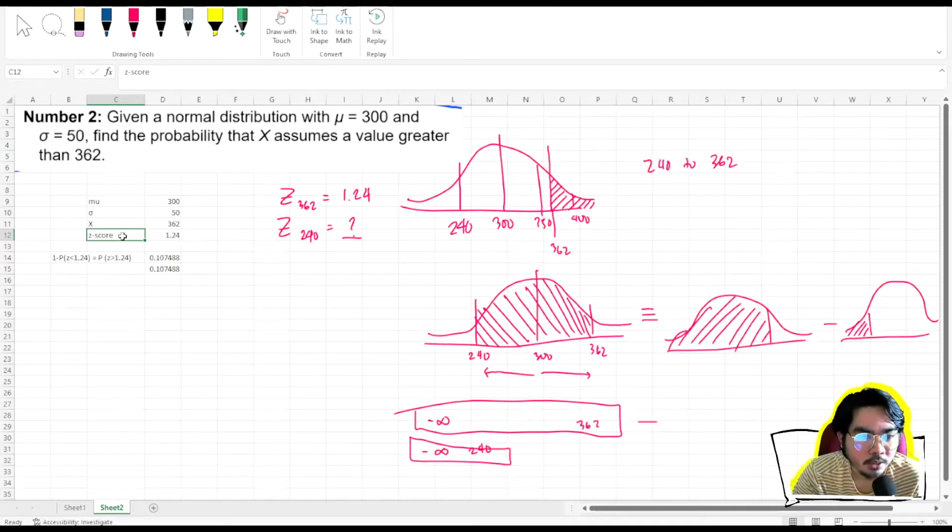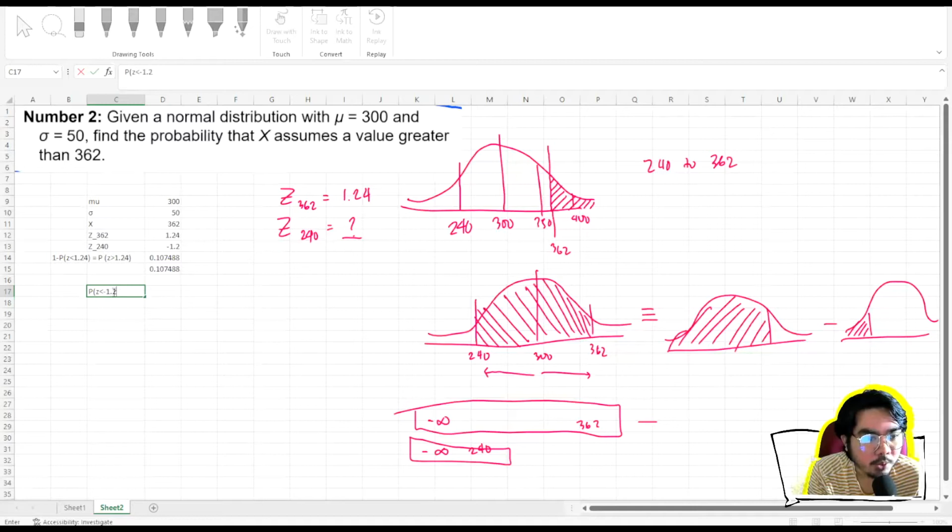Okay? So pwede natin isulat siya as z 362. Tapos ito z underscore 240. So this is equal to yung 240 minus yung mu divided by standard deviation. So that's our z-score value. Okay? So you have a negative value, which makes sense, no? Kasi to the left siya of the center line. So that's negative 1.2.